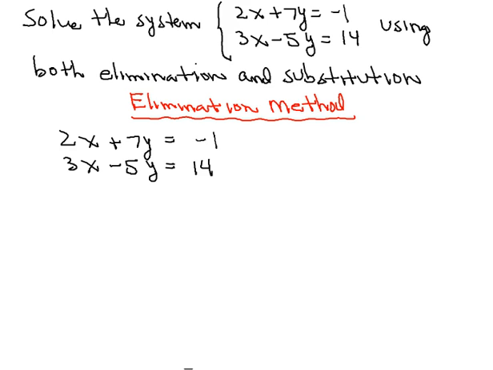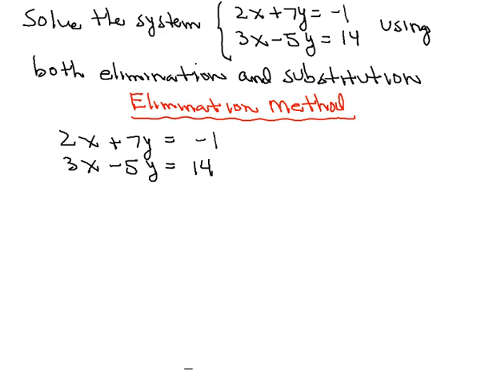Now this next example will give us practice using both the elimination and substitution methods. And the system is this: 2x plus 7y equals -1, and 3x minus 5y is equal to 14. So let's use the elimination method first. Now you remember the goal in the elimination method will be to make the coefficients of either the x terms or the y terms opposites of each other.